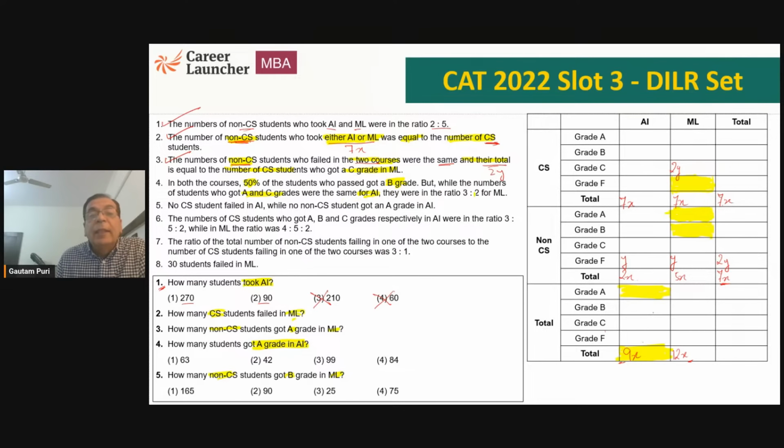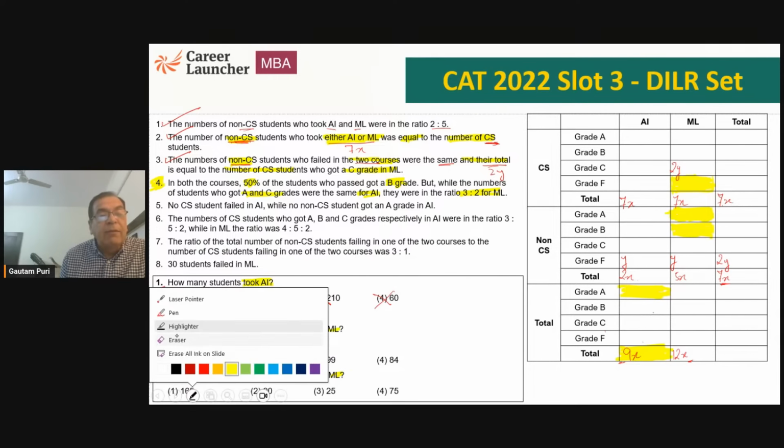They're saying they were in the ratio of 3:2 for ML. So statement 4, I am not able to use immediately. When I say not able to use, I cannot input data inside the table. So I left it for now, we will come back and look at it in a while. Statement 4 I have highlighted in yellow because we have to look at it again there.